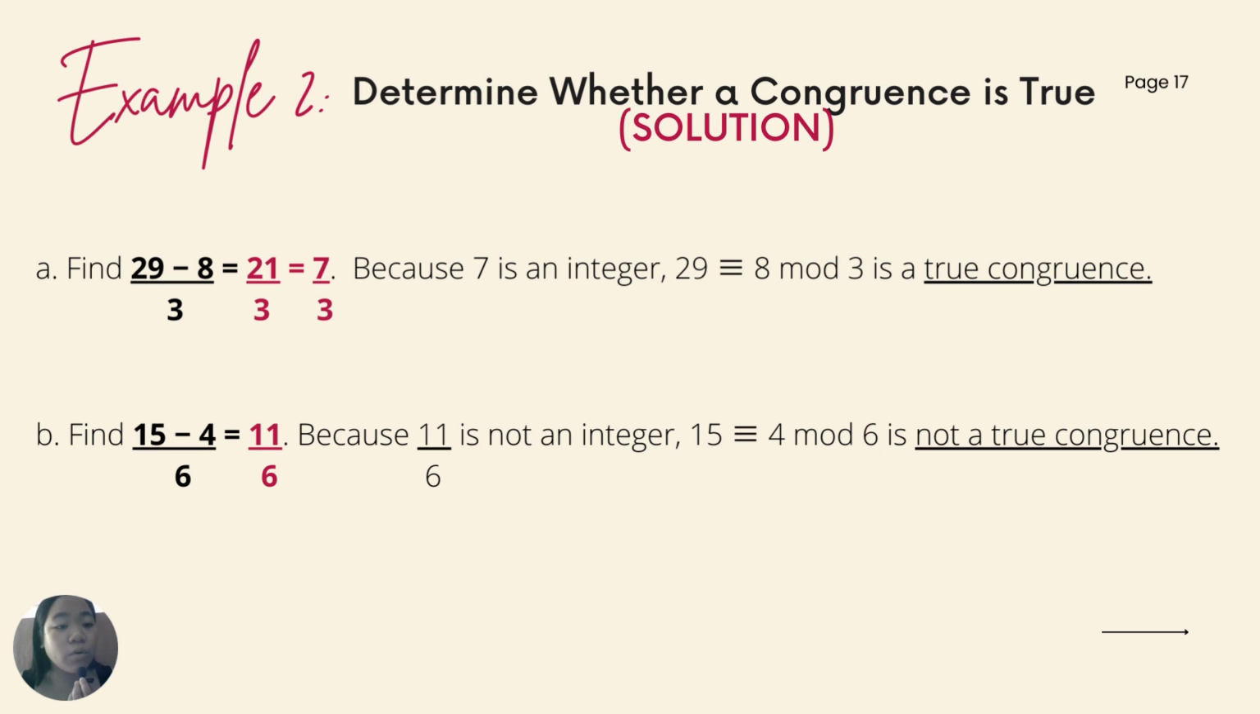Okay, so let's go back now sa letter B. So we have here 11 over 6. Since 11 over 6 is not an integer, meaning 15 congruent to 4 mod 6 is not a congruence. Very good.